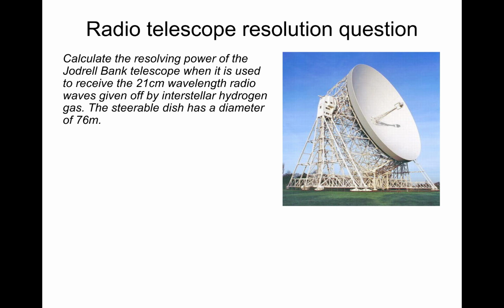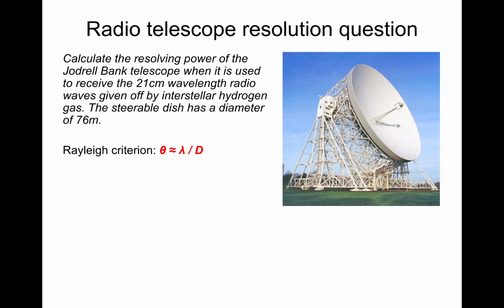So, quick question. Calculate the resolving power, or the Rayleigh criterion, of the Jodrell Bank telescope, which is part of Manchester University, when it's used to receive the 21 centimetre wavelength radio waves given off by the interstellar hydrogen gas. The steerable dish has a diameter of 76 metres. If you want to do that calculation now, pause. Let's have a look then.